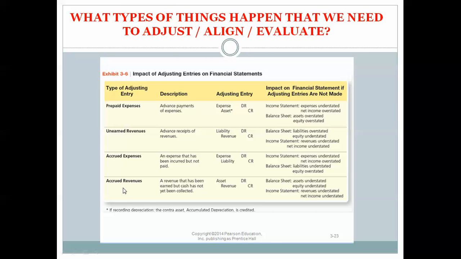Then we're going to take up accrued revenues. Have we done some work and we haven't been paid yet? So we're going to be looking, have we done work and haven't been paid, and do we need to make some adjustments? We're going to be looking at the asset account and the revenue account.